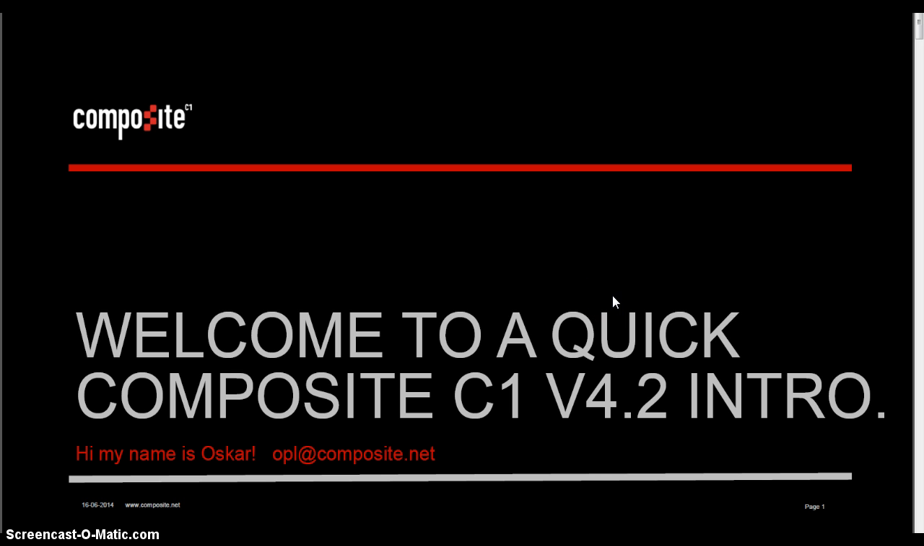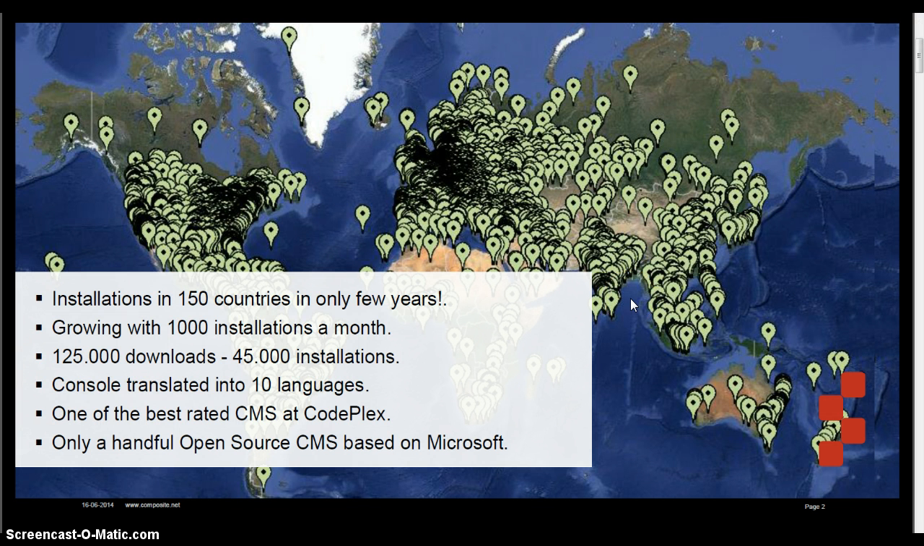First of all, for the people who do not know the Composite C1 project, we are open source based on the latest Microsoft stack. We are running in 150 countries, growing with 1,000 installs a month. We have reached 45,000 installations worldwide, translated into 10 languages by the community: Russian, Chinese, German. Latest, we got a French translation.